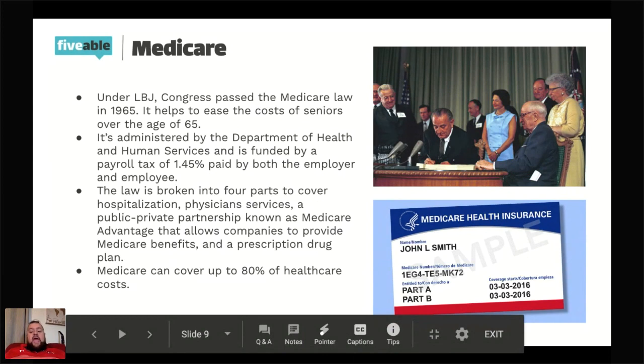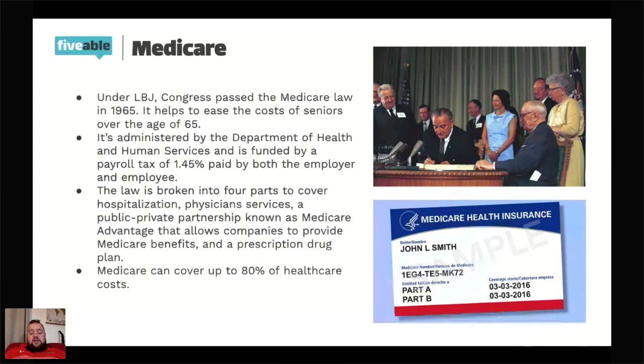which we call Medicare. And similar to Social Security, it's for persons over 65 years of age, and it helps to ease their costs. So it's not your sole health insurance, just like Social Security is not your sole retirement, but it's going to help offset some of those expenses that you have. Once you reach 65, you're eligible to go on to Medicare.